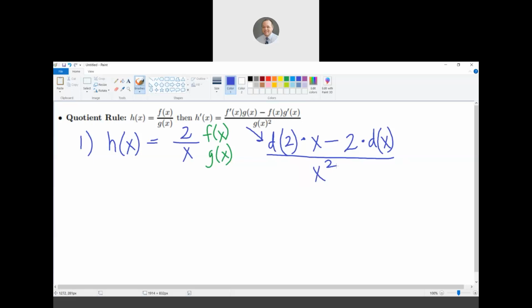Now, going back to the front of our setup, the derivative of 2 is a constant, so we know the first derivative of any constant is 0. That entire first part of our setup goes to 0.